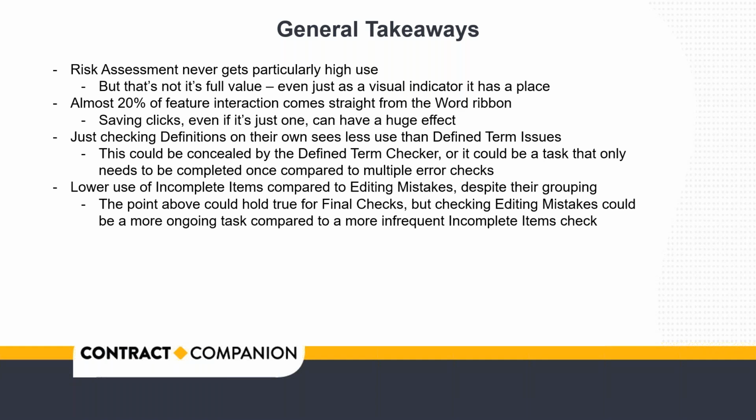Incomplete items and editing mistakes, again, they are grouped together under final checks, so this could be missed. But what it could also mean is that checking for incomplete items is a very discrete check that doesn't happen all that much. It might happen once at the start of a matter, once at the end of a matter, and then it's resolved. Whereas editing mistakes is something that people are concerned about on a continual basis.